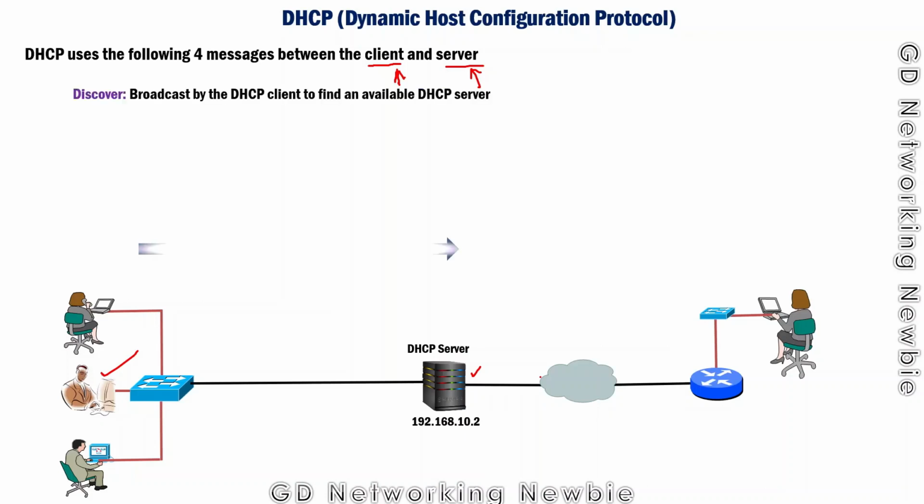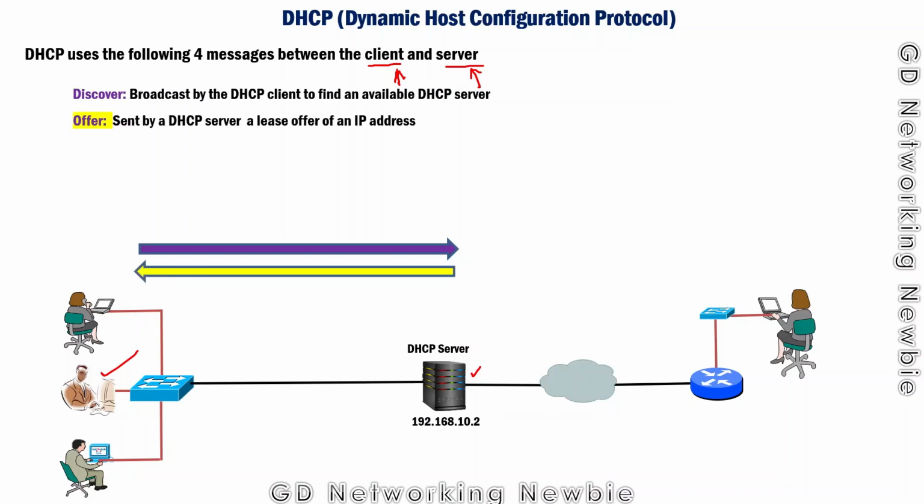The first message is the discover message, and in this discover message, the client actually broadcasts a DHCP discover message to find out if a DHCP server is available on the network. The second message: once the server has received the message, the server will send an offer message. That offer will be about an IP address, so that offer message will be sent back to the client.